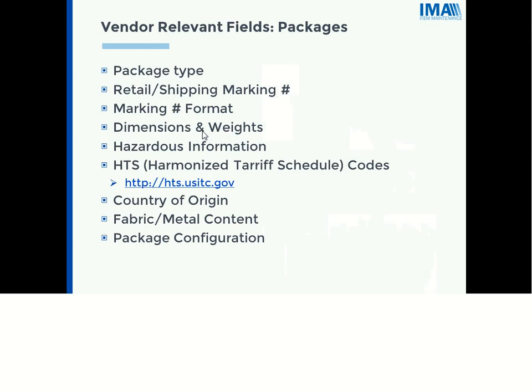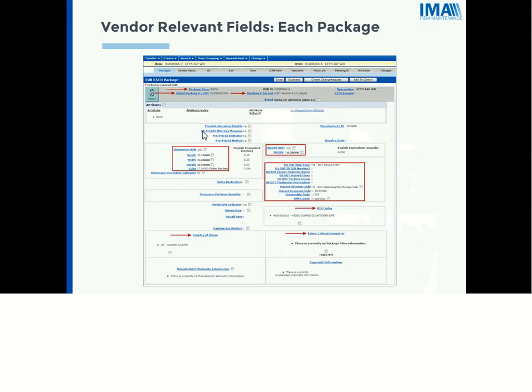So there are a lot of vendor-relevant fields on the Packages tab. You have your package type, your retail shipping marking number and format, dimensions and weights, hazardous information, HTS codes, country of origin, fabric metal content, and package configuration.